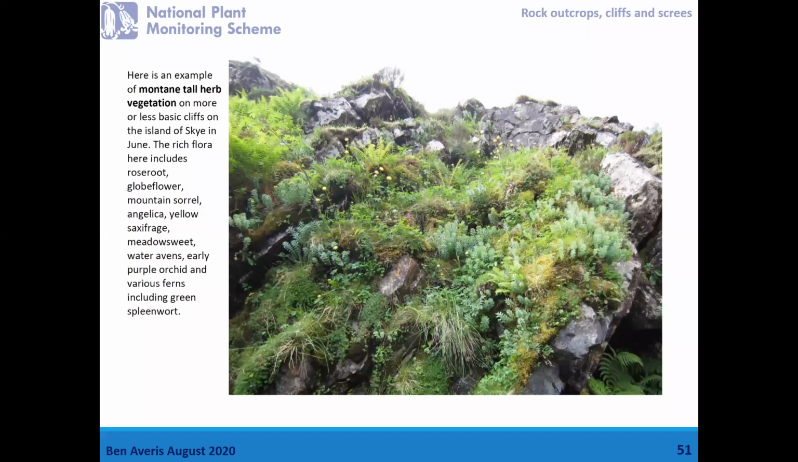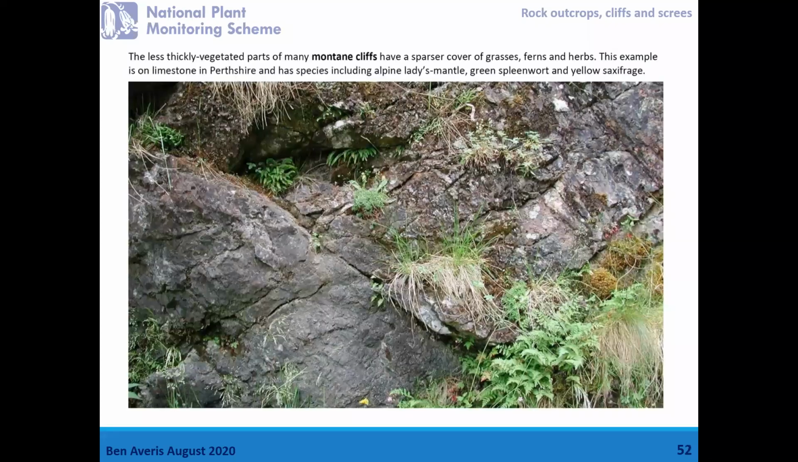So a great habitat. The next page shows how it can also be not so thickly vegetated, but still of botanical interest. This one here in Perthshire has a lot of small plants scattered around with a montane element. There's the alpine lady's mantle. You can see the starry leaves of that just above, right from centre. There's bits of yellow saxifrage and green spleenwort and various other things. It's on some limestone, a pretty rich flora, even though from a distance people might think it doesn't look much, but it's actually very interesting.